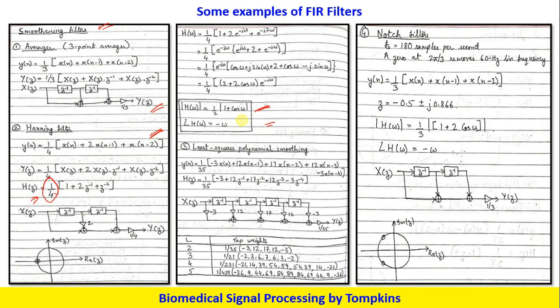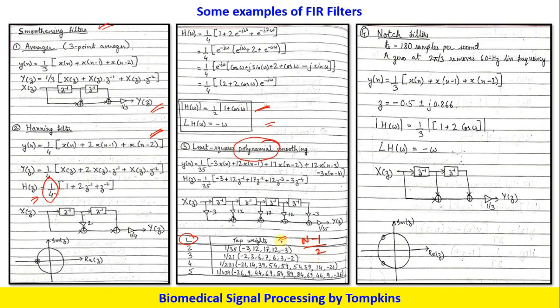Now least square polynomial smoothing filter. As the name suggests, it is a polynomial thing, so it applies a polynomial. Basically we have these taps and there is this L factor. This is not the length of the filter, this is the L factor. The L factor is nothing but, if you see, there are 1, 2, 3, 4, 5 coefficients, so you get L equal to n minus 1 divided by 2.